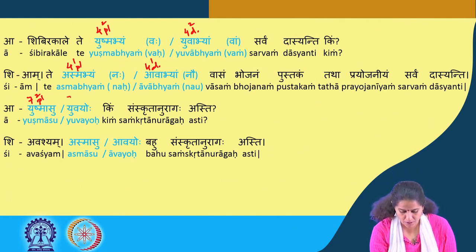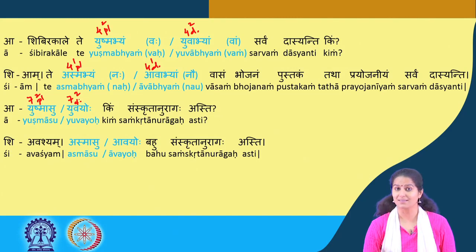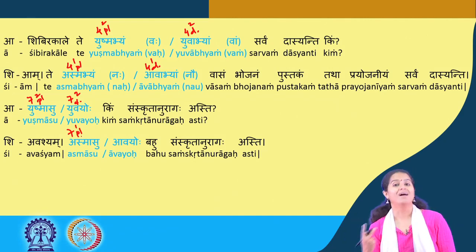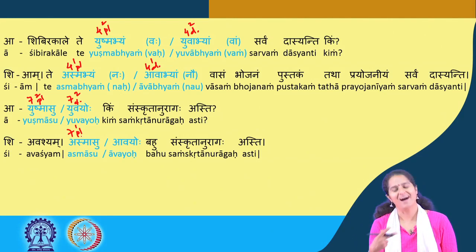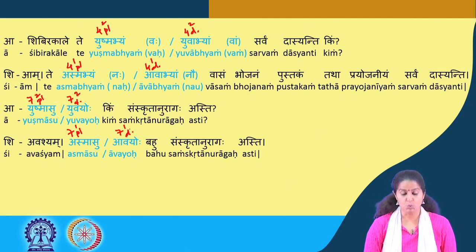So we have the seventh case for the second person in the dual. Kim Sanskritanuragaha asti? Sanskrit love there. And the answer, avashyam. Asmasu, yushmasu, asmasu. So the seventh case for the first person plural, or avayoho, yuvayoho, avayoho. Avayoho, first person in the dual.